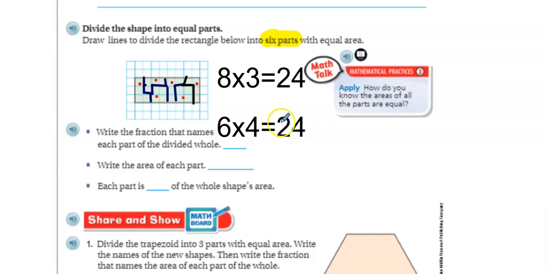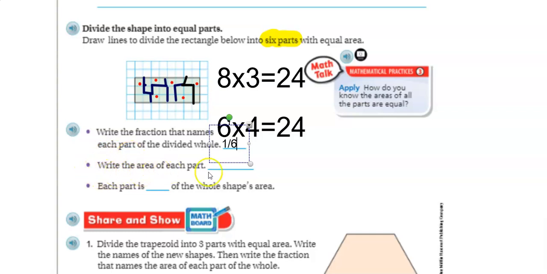So you can see, write the fraction that names each part of the divided rectangle there. My whole is a rectangle. I divided it into 6 equal parts. So every part would be 1/6. So that would be the fraction that names each part that I divided it into. There's 1/6, 2/6, 3/6, 4/6, 5/6, 6/6. So each part is 1/6.